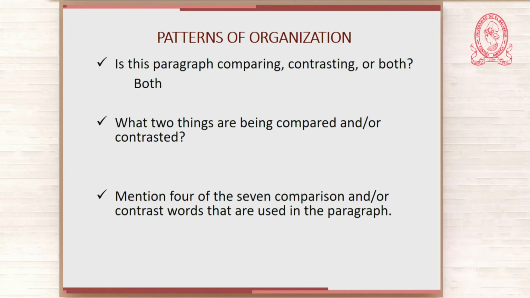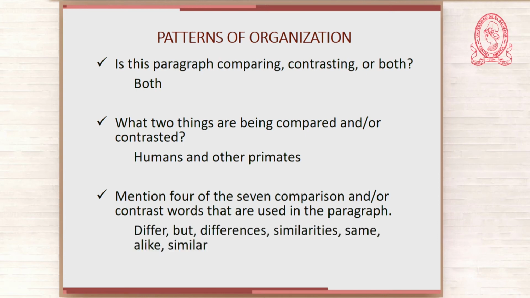Langan explains that the paragraph discusses both similarities and differences. First, it contrasts humans and other primates in terms of size, shape, and intelligence. The words used to indicate that contrast are differ, but, and differences. The paragraph also discusses similarities between humans and other primates in their muscles, bones, internal organs, body fluids, and genes. And the words used to indicate comparison are similarities, same, alike, and similar.